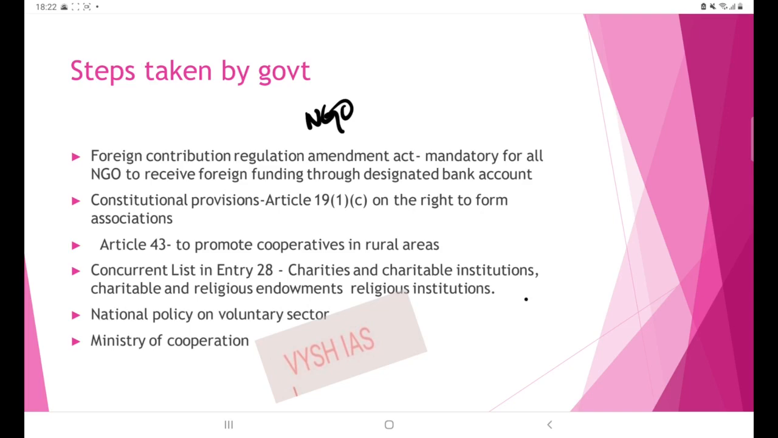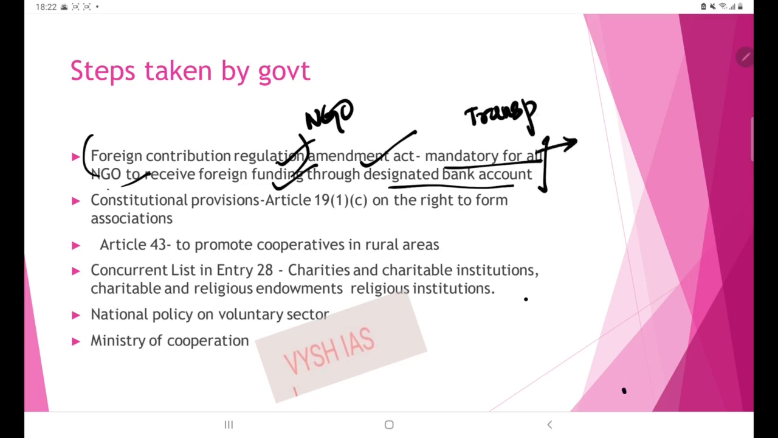First is the Foreign Contribution Regulation Amendment Act. This act was recently amended and it made it mandatory for all NGOs to receive foreign funds through a designated bank account. So this is ensuring transparency within the functioning of NGOs. Through this step, government is trying to ensure that NGOs are not deviating from their actual motive. So it is like a cleaning process or reforming process.